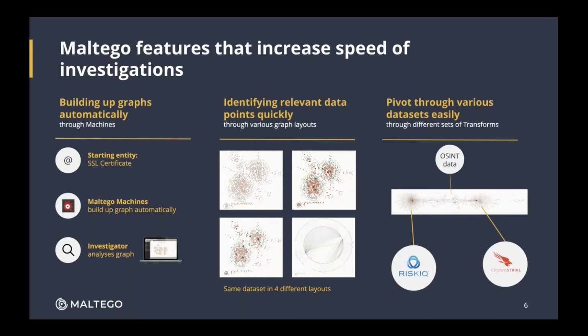On the right-hand side, you can see that you could start with some kind of data from RiskIQ. Then you can pivot into OSINT data that's being pulled in by Maltego, and then you can pull in even more data from, for example, CrowdStrike, VirusTotal, etc. With that brief introduction to Maltego, I would hand over to Brandon in order to present the very cool case that we have today.